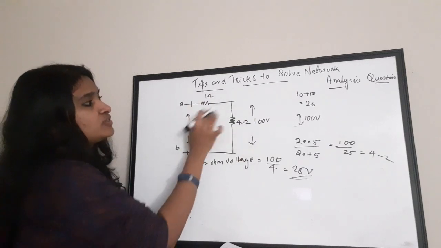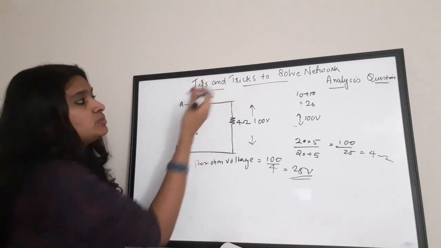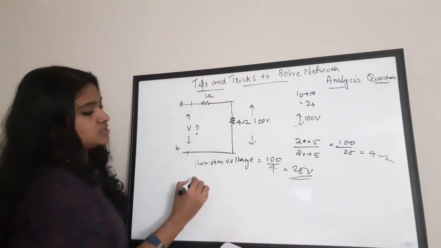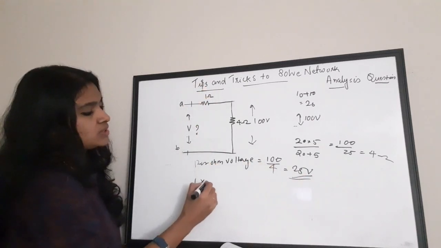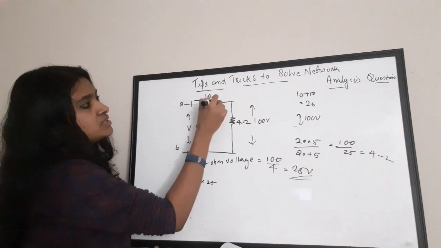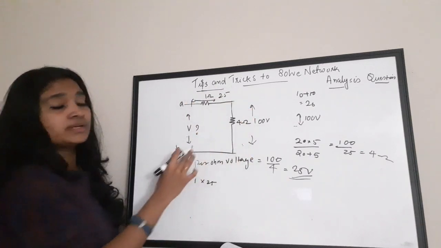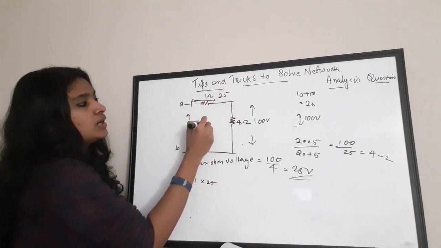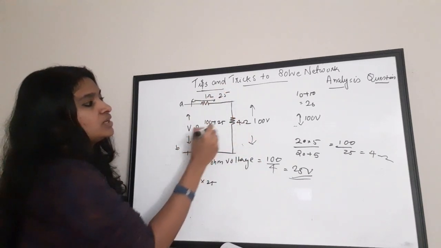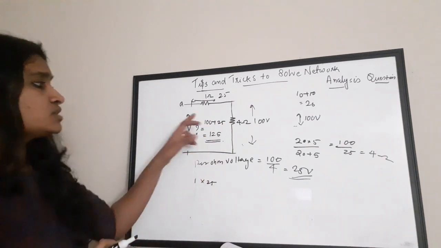Now what is the value of voltage across this 1 ohm? It will be equal to the value of resistance, 1, into the per ohm voltage, which is 25 now. So 1 into 25, here the voltage is 25 and here the voltage is 100. So what is the total voltage? It is equal to 100 plus 25, which is equal to 125. So this is the answer for your B.